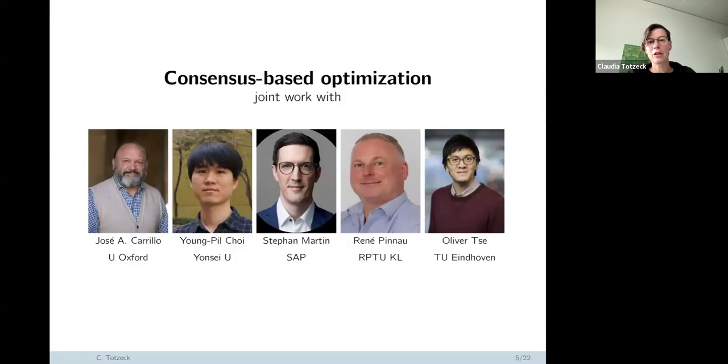So consensus-based optimization is joint work with many, many people. It started during my PhD in Kaiserslautern, mainly with René Pinnau and Oliver C. and Stefan Martin, who then left to industry. And then I went to Imperial College to work with Jose Carrillo and Yang-Pil Choi. And then basically the first two papers appeared and started this adventure.